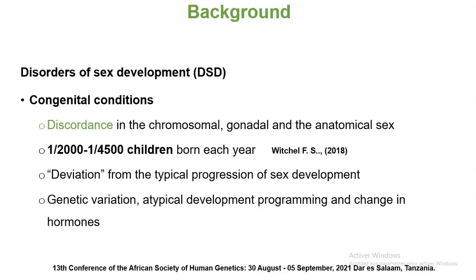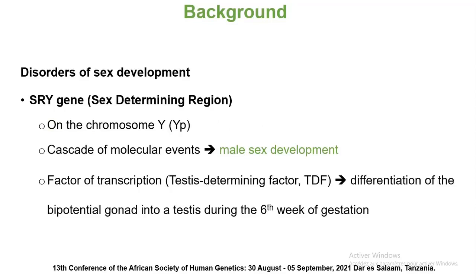The SRY gene, sex-determining region, localized on the short arm of the chromosome Y, triggers the cascade of molecular events leading to male sex development. In effect, the SRY gene functions as a transcription factor, testis determining factor, TDF, leading to the differentiation of the bipotential gonads into testes during the 6th week of gestation.